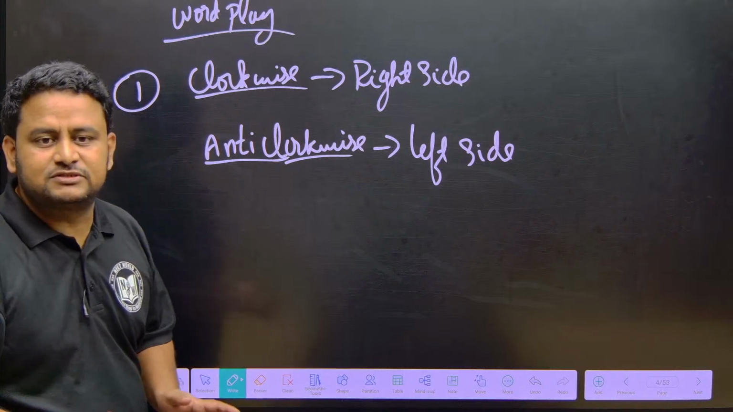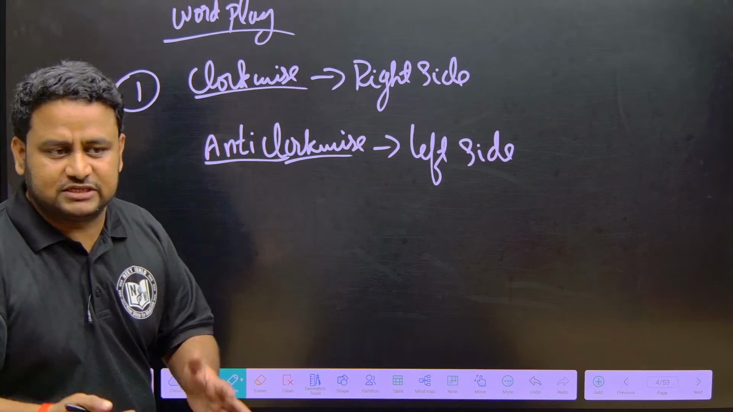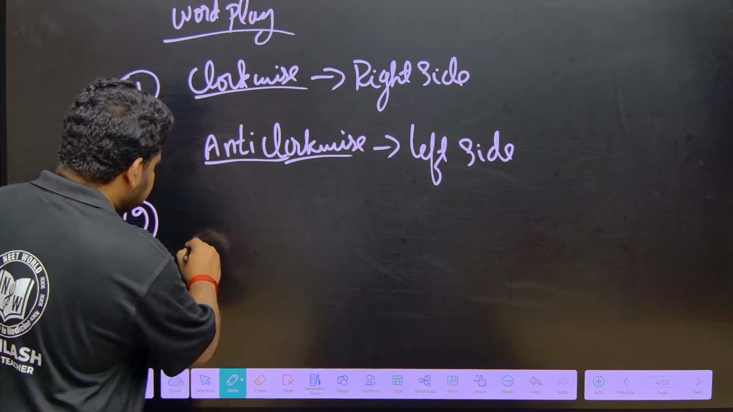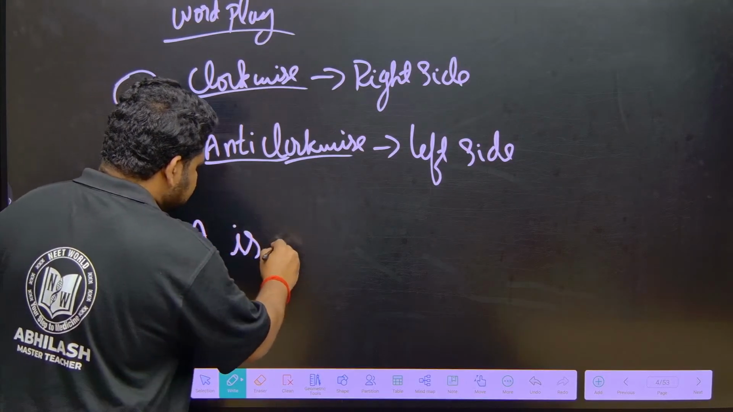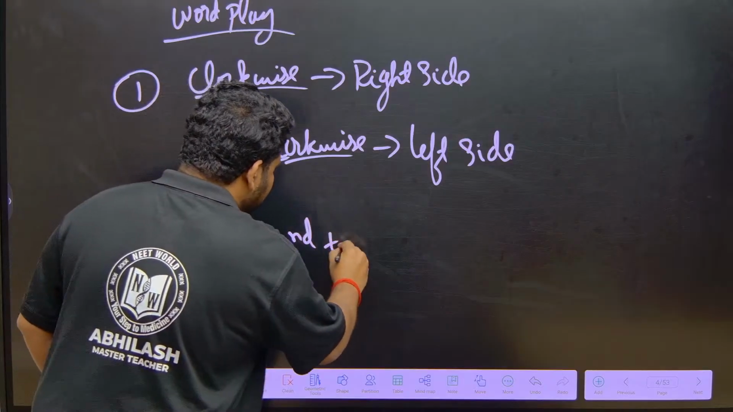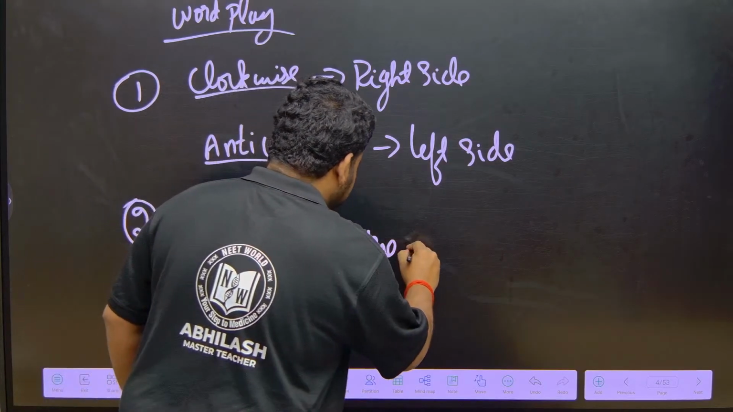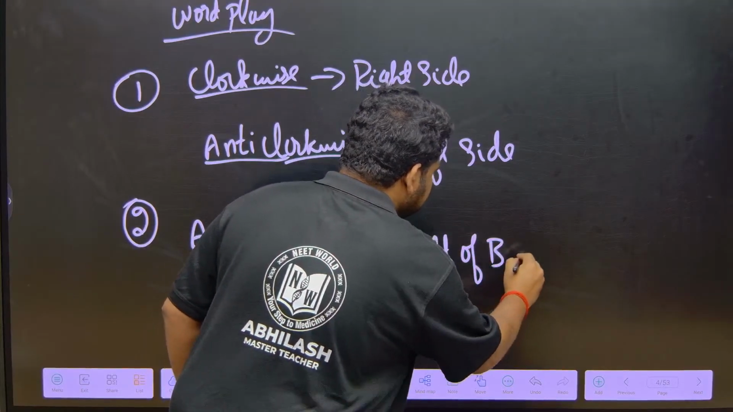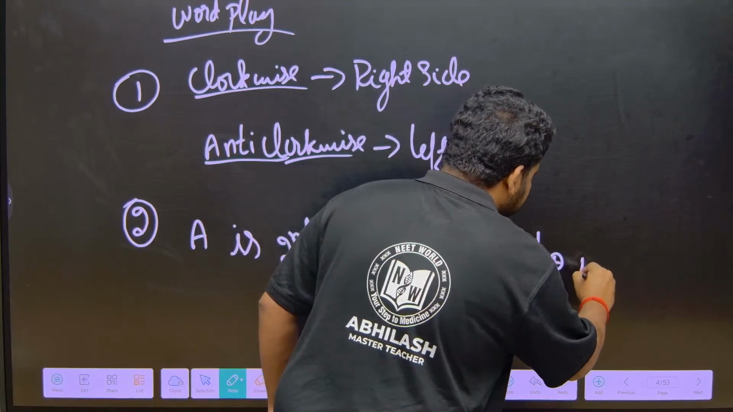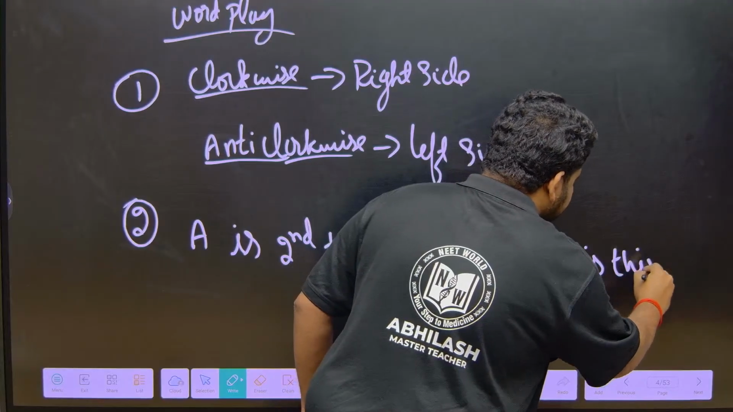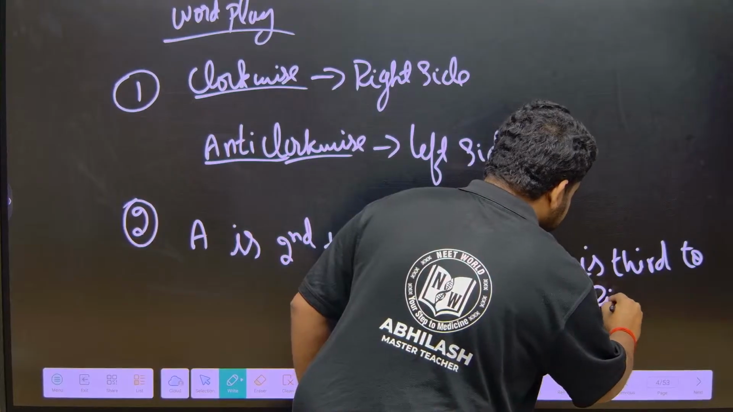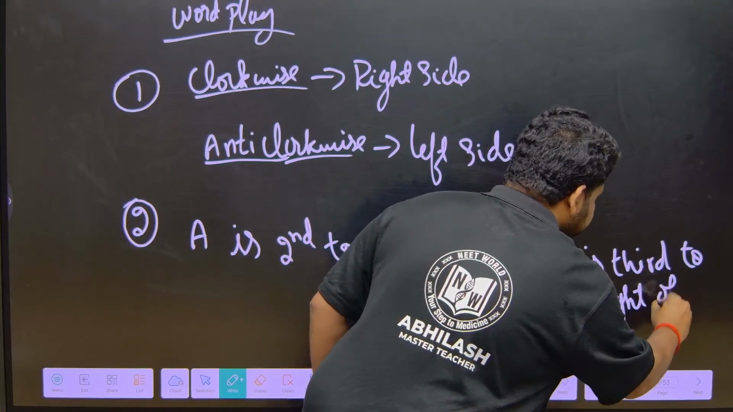Another thing is they will use conjunctions and prepositions, all these things. Suppose they will say A is second to the left of B, who is third to the right of C.